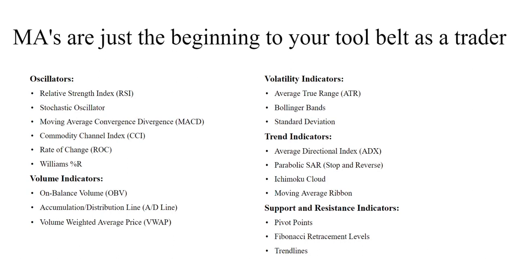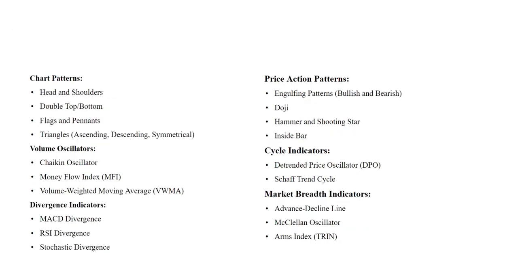And again, support and resistance indicators. You've got pivot points, Fibonacci retracement levels, trend lines, your horizontal support and resistance. Those are all things that you can just click and draw on the spot. You can do those all the time, watching it as the price moves, right?